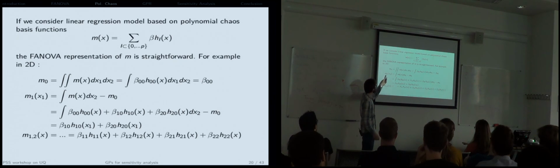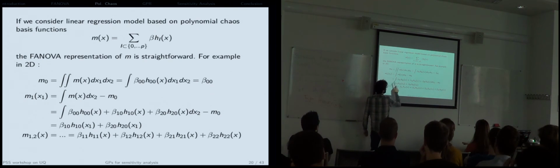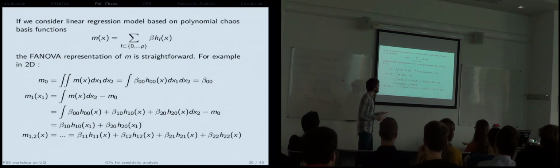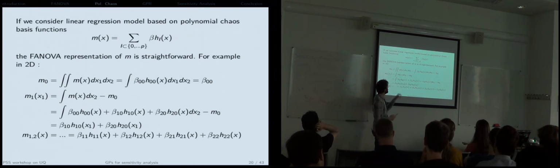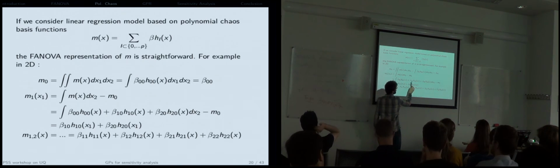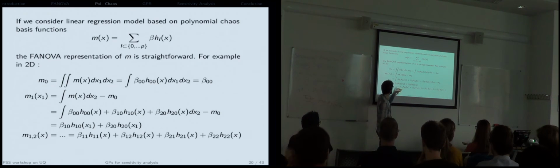Now if I want m1 of x1, a similar thing happens. I have to compute this integral with respect to x2. I know that the only functions for which this integral is not equal to 0 are the one in 0,0, the one in 1,0, and the one in 2,0. As previously, all these functions are normalized, so I obtain something very simple.